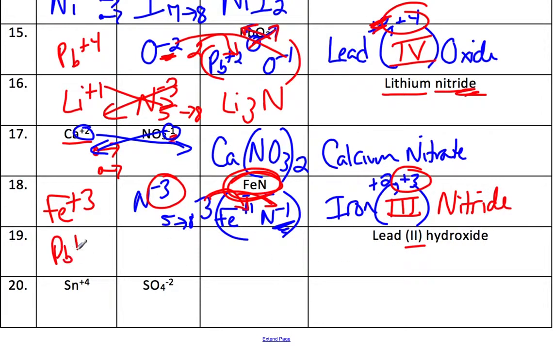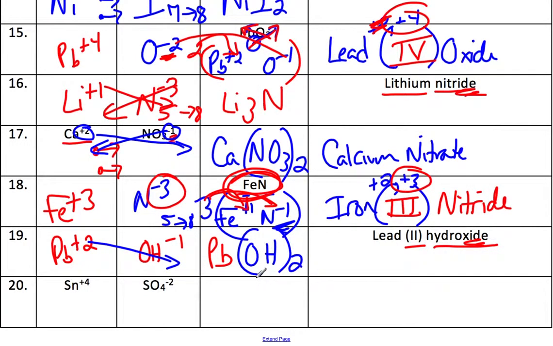Next, Pb +2 and hydroxide. Yeah, it ends in "ide", but don't go looking on the periodic table because you won't find it. It should be in your brain by now. That's hydroxide. Crisscross the charges. Pb, now watch this. I'm going to put the 2 after the hydroxide. I have to put the polyatomic ion in parentheses. Even though there's no little subscripts in the polyatomic, it's still OH, it's still a polyatomic, it still needs to go in parentheses.